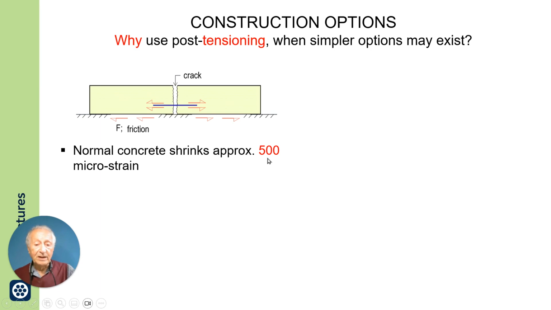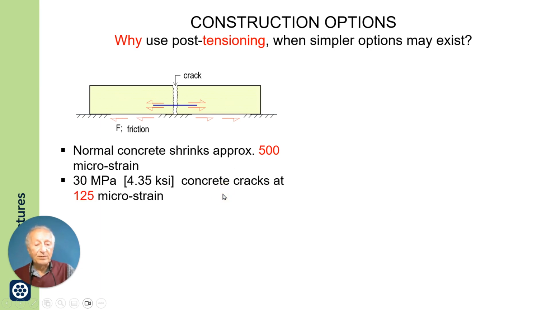500 is good actually. Most concrete in construction is more than 500 microstrain. It goes up to 700 microstrain. Now, concrete material of 4.35 KSI concrete, or 30 megapascal, cracks in tension at 125 microstrain. Now, what I want to draw your attention to is that concrete shrinks 500, but it cracks at 225.